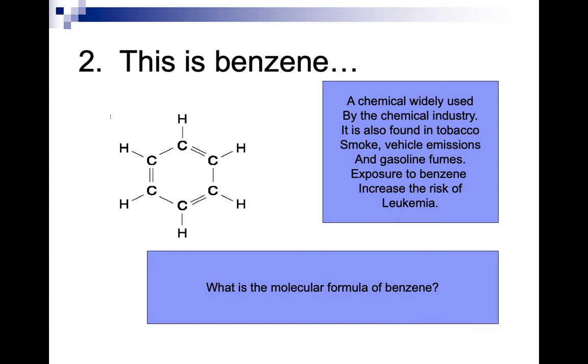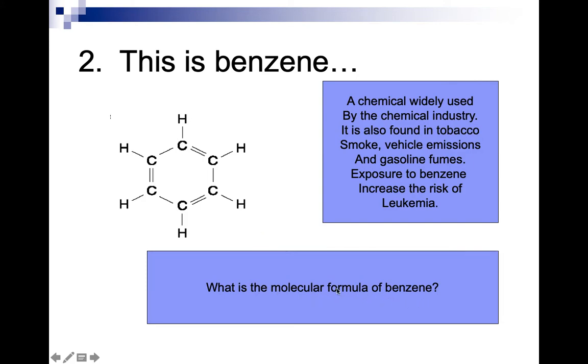Let's try another one. This is benzene. It's a chemical that's widely used by the chemical industry, found in tobacco smoke, vehicle emissions, and gasoline fumes. It's also a toxic chemical. Exposure to it could increase the risk of a certain cancer known as leukemia. In looking at this diagram of benzene, what do you predict would be the molecular formula for benzene?